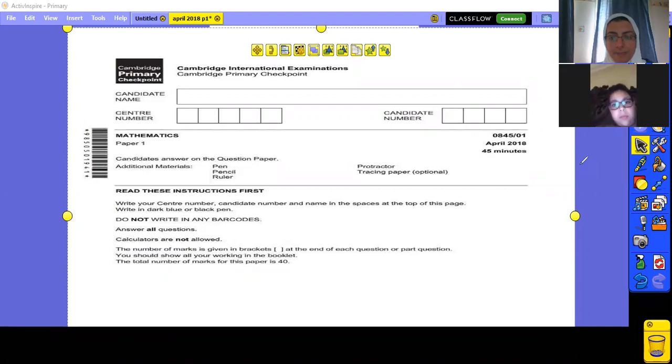If you have an answer, please write the answer. Okay, you're saying make it clear. Right. Can you see the exam, guys? Can you see the exam now, the one I'm putting on the ActivInspire, or not? If you can see the exam, please tell me yes. Yes, very good. So everyone can see the exam now. Good.